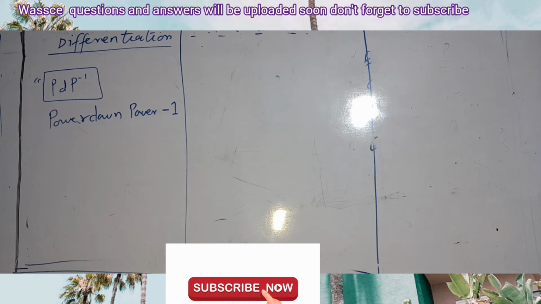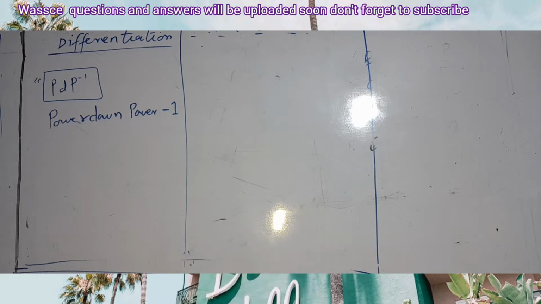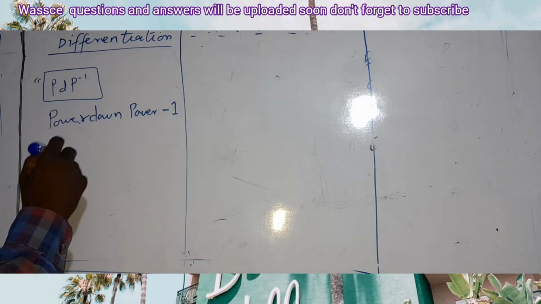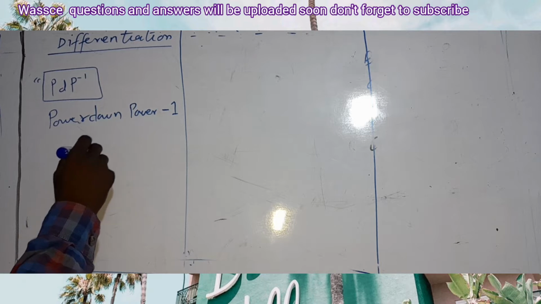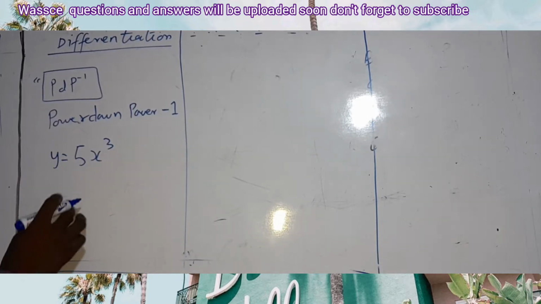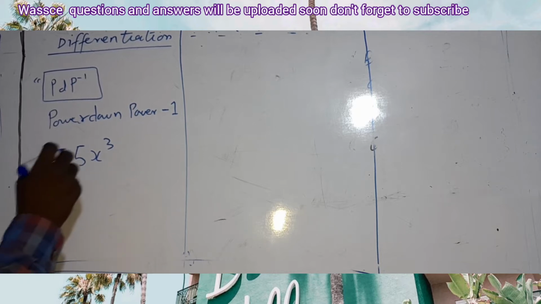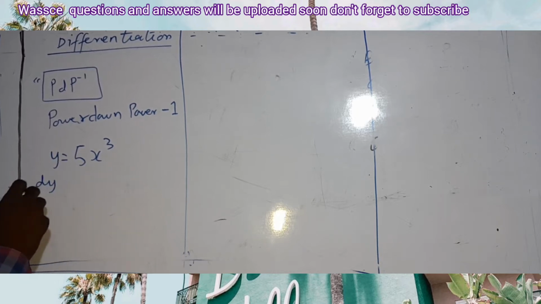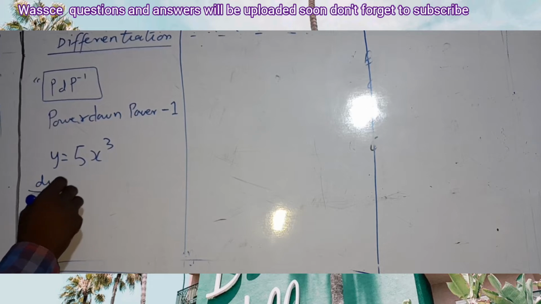So let's take an example and see what I mean by PD P minus 1. Basically, for example, they give you a question like y equals 5x cubed. You have to differentiate this one. It will tell you to find dy/dx. You are differentiating this one.